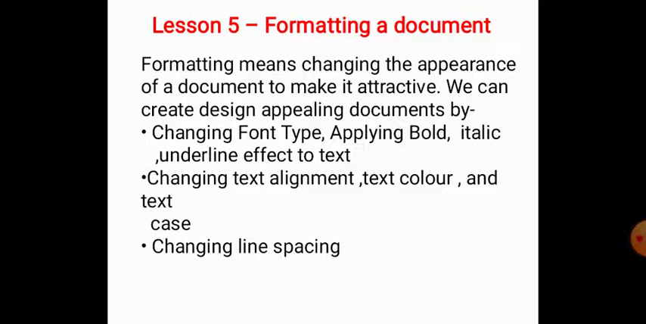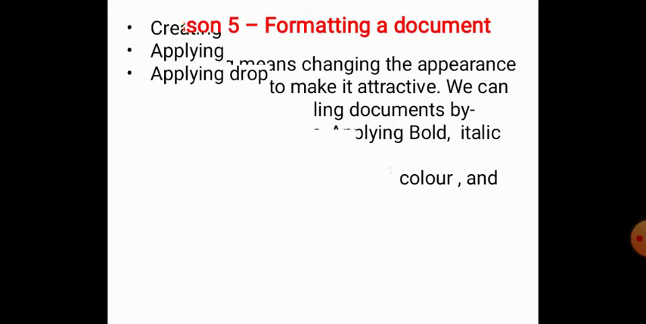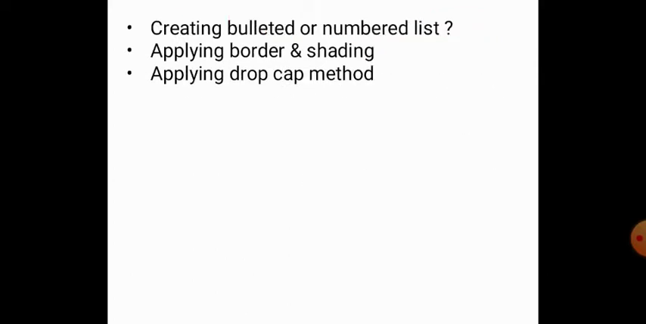Children, we can also apply paragraph formatting, like we can change the line spacing between the lines of a paragraph. We can use a bulleted or numbered list. We can apply a border to a paragraph or we can also apply a page border in our document. We have various types of border styles and we can also change the border color. We can fill color in the paragraph with the help of the shading option.